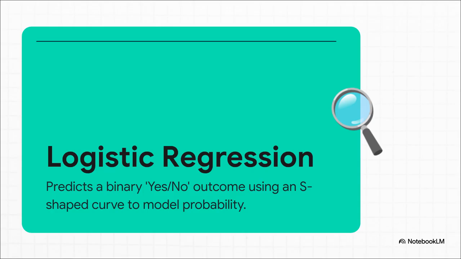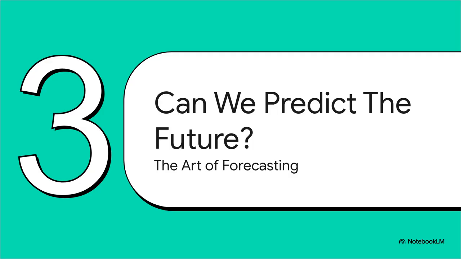But what if your question is different? What if it's not how much, but is it going to happen? Will this customer leave us? Yes or no? Will this person default on a loan? Yes or no? See, a straight line just doesn't work for that. You might end up predicting a 150% chance of something happening, which is nonsense. And that's where logistic regression swoops in. It solves this problem by fitting this cool S-shaped curve to the data, which guarantees your prediction always stays nicely between 0% and 100%.